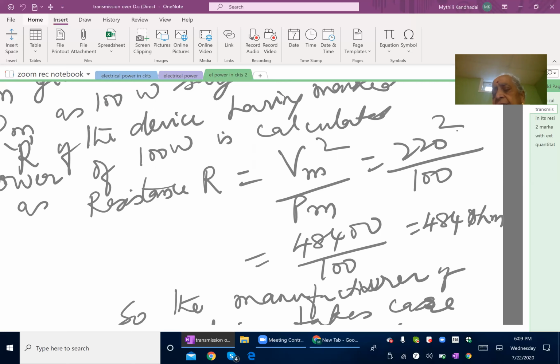Whose control is this, to make it 484? It is the manufacturer's choice. He will design the filament wire in such a way that the length also cannot be too large, because for a small bulb, the portability is also there. The size of the bulb is also a concern.